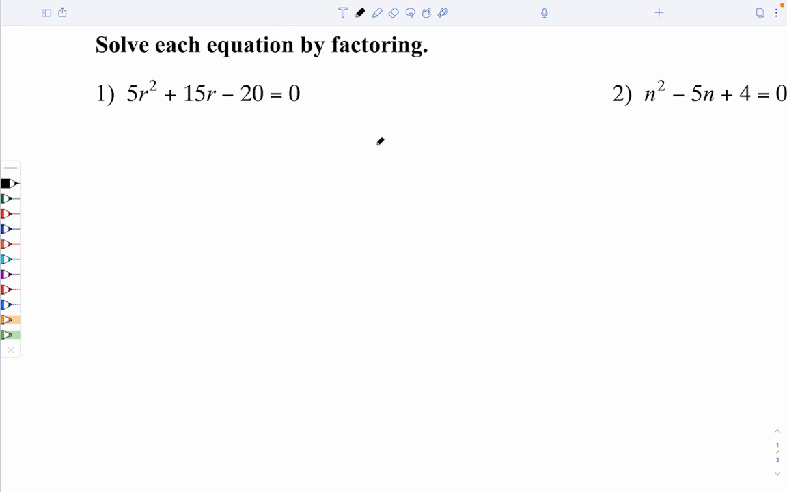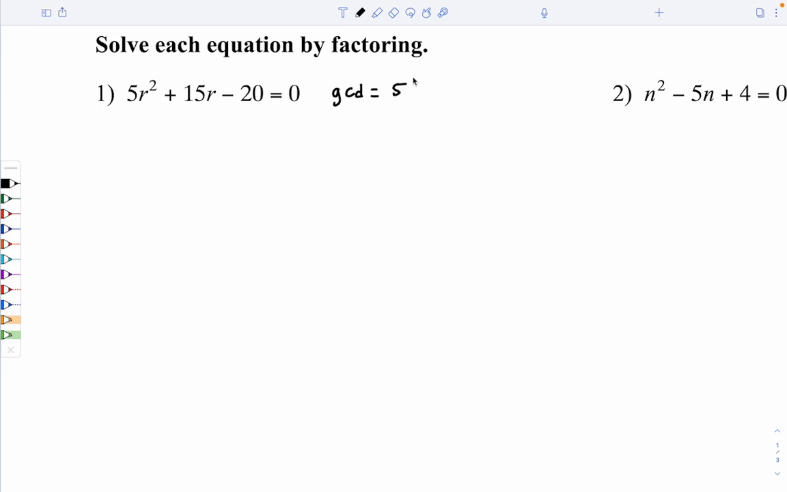Once it's equal to 0, the first step of factoring, of all factoring, is to take out the GCD. Okay. So a reminder, the GCD is the biggest thing that you can divide all of the terms by. So what's the biggest thing I can divide 5, 15, and 20 by? 5. Good. So the biggest number I can divide all the terms by is 5. So that would be my GCD.